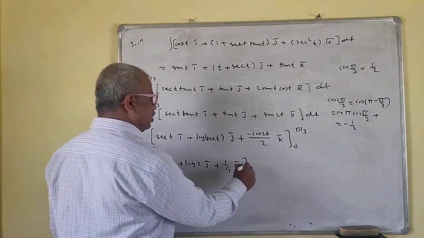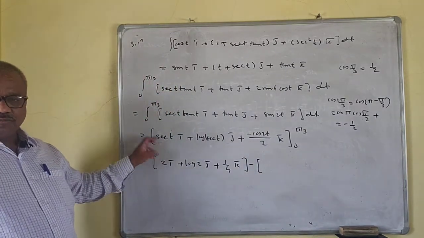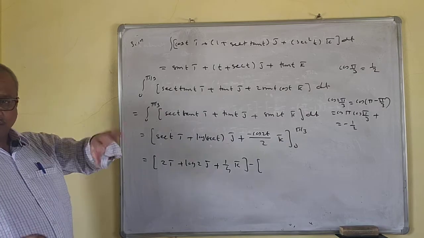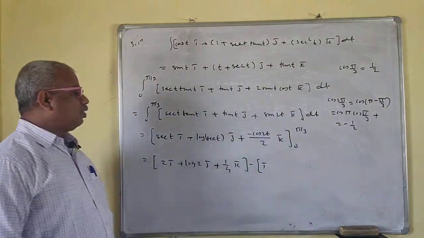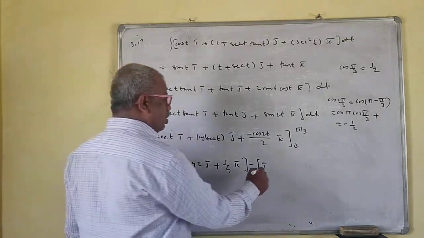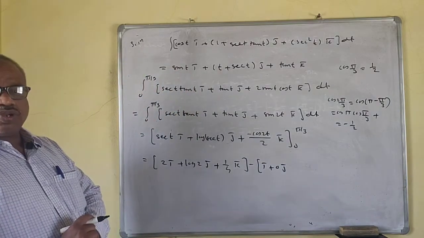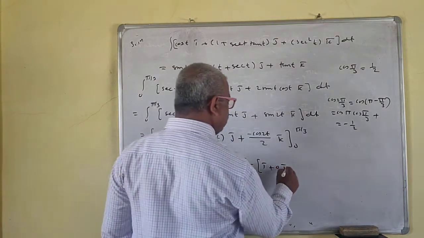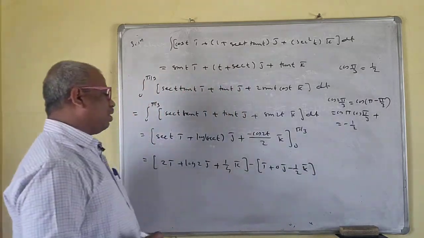Okay. So minus, we have put 0. So sec 0 means cos 0. Cos 0 is 1. Reciprocal of 1 is 1. So this is i bar. So this is 0 now. The log 1 is 0. So this is plus 0 j bar. Okay. Cos 0 is 1. So this is minus half k bar. Minus half k bar.